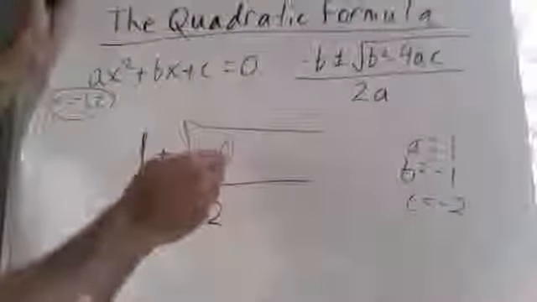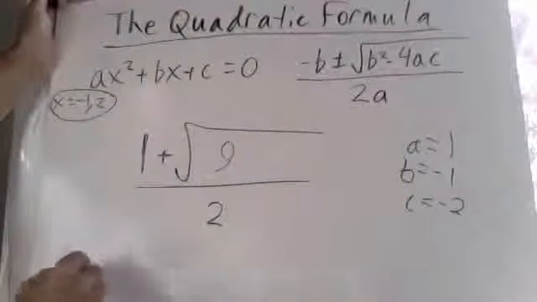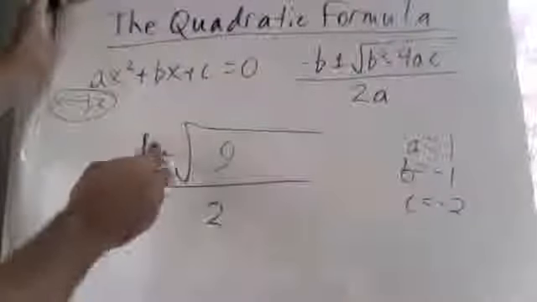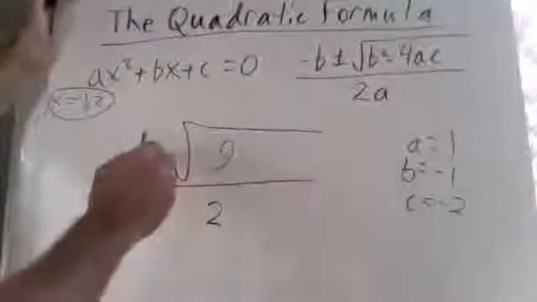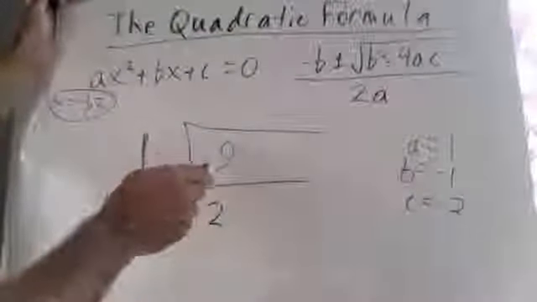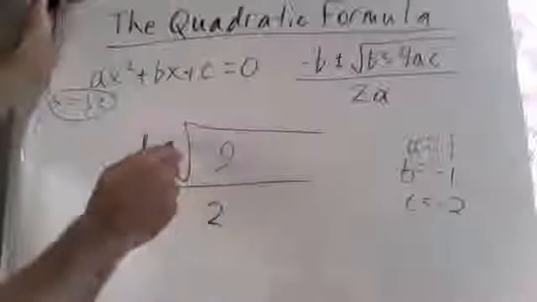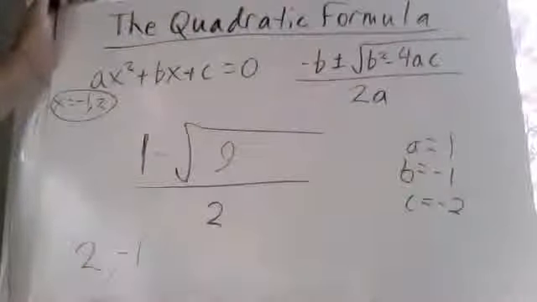Square root of 9 is 3. 3 plus 1 is 4. 4 divided by 2. So one of our answers is 2. Now this time we're going to subtract. This is all going to stay the same, but we're going to subtract. So this is the square root of 9, which is 3. 1 minus 3 is negative 2. Negative 2 divided by 2. Our other answer is negative 1.